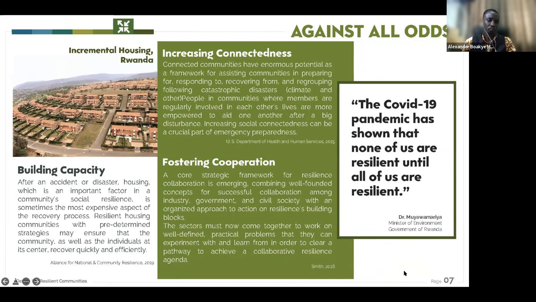Thank you very much, Alexander. That was a very full and informative presentation and very relevant to our topic. I think we haven't had much mention of COVID, but certainly that message that COVID has shown us, that none of us are resilient until all of us are resilient, is something that we need to keep in mind.